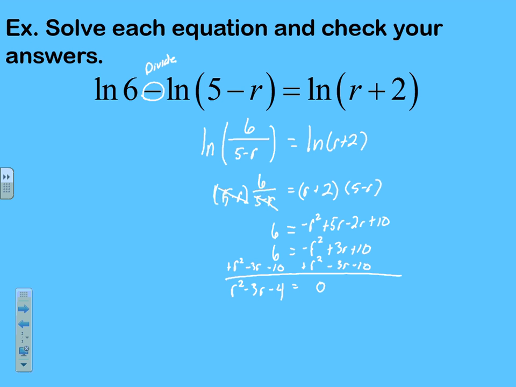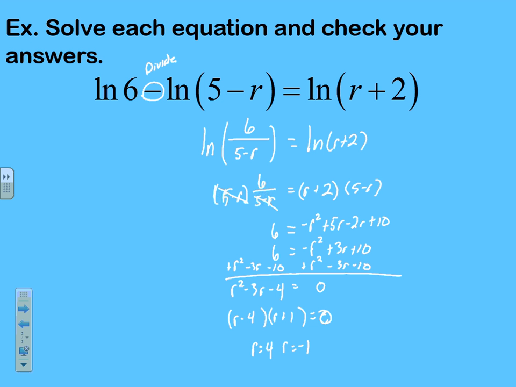And at this point, we will simply take the quadratic expression that we have and factor it. So the factors of 4 that can add together to give me a 3 are really going to just be 4 and 1. So I'm going to say r minus 4 and r plus 1. And if I set both of those factors equal to 0, the one on the left is going to give me a positive 4, and the one on the right is going to give me a negative 1.